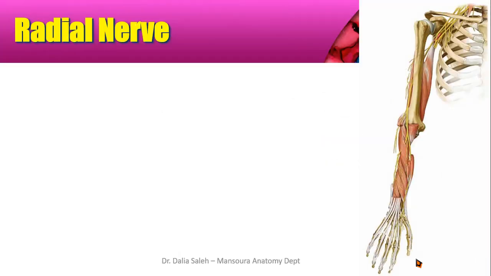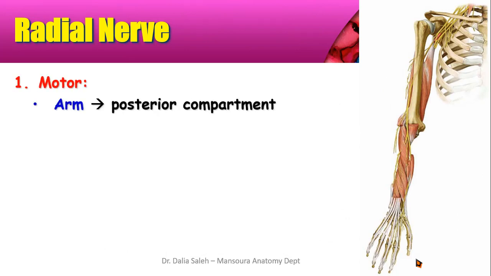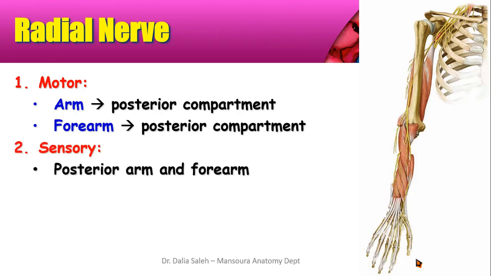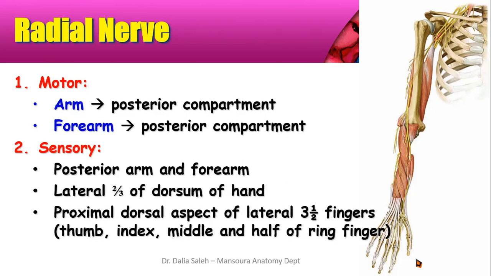And for the distribution of the radial nerve, it has motor fibers to the posterior compartment of the arm, namely the triceps muscle. Also to the posterior compartment of the forearm. It also gives sensory branches to the posterior aspect of the arm and the forearm, and to the lateral 2/3 of the dorsum of the hand, and to the proximal part of the dorsal aspect of the lateral 3½ fingers.